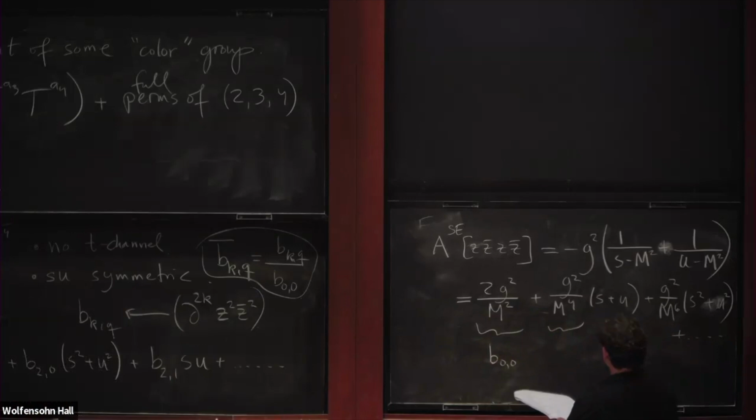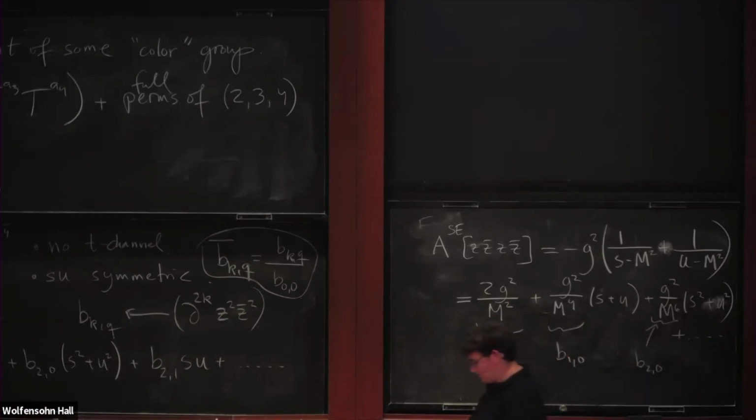Okay, so this is B00. I ignored it before, but now I'm actually taking it seriously. I'll tell you why later. Okay, there's B10, which is this guy. And then this one is B20. And we learned that B21 had to be 0 because there was no SU term. All right, what does that mean in terms of these ratios of couplings?